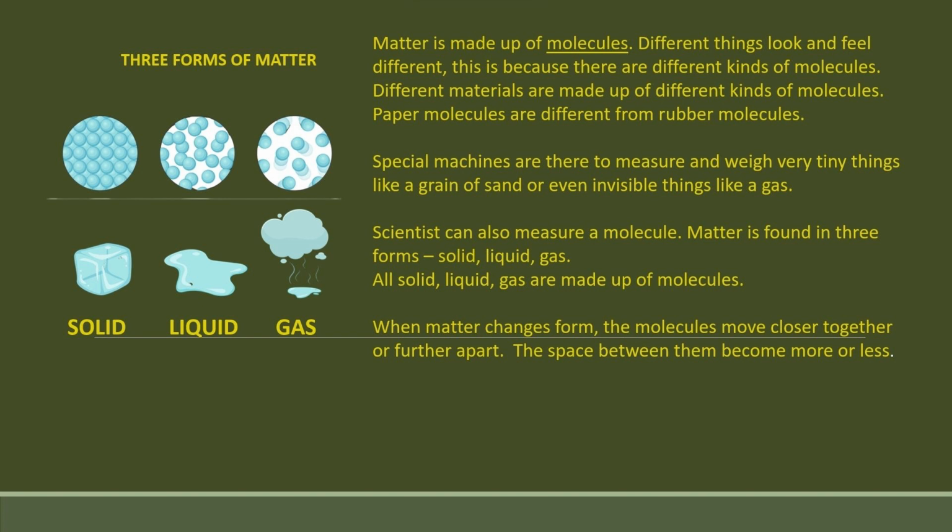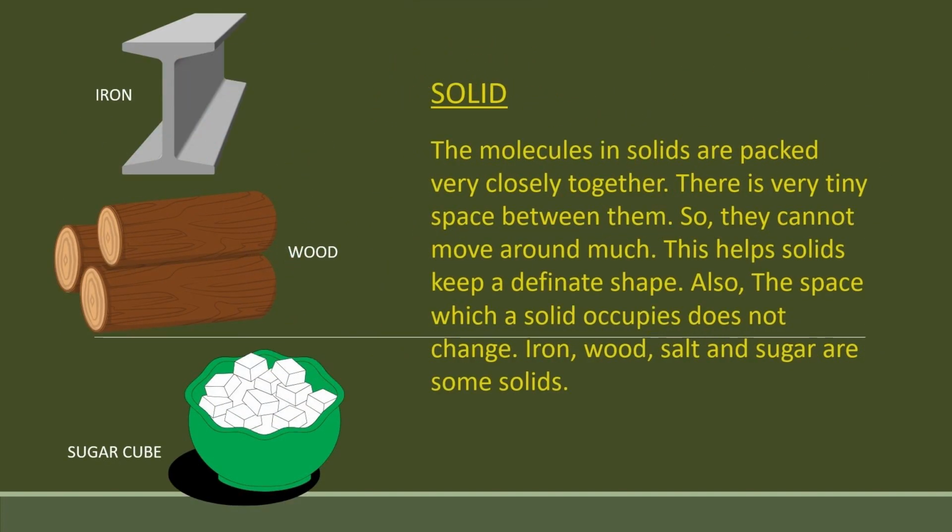Matter is found in three forms: solid, liquid, and gas. All solids, liquids, and gases are made up of molecules. When matter changes form, the molecules move closer together or further apart. The space between them becomes more or less.